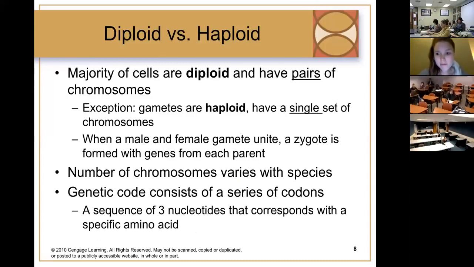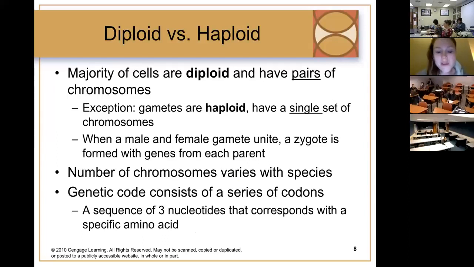And then an exception would be gametes, which are like your sex cells. Those would be haploid, and they only have a single set. That's because in order to have a fetus, you need an egg and a sperm. Each of those has 1, because when they join, they're going to form 2. You don't want them to have 2 already, because that would cause problems. So that's why they're the exception to the rule, and they have 1, because they're going to join.